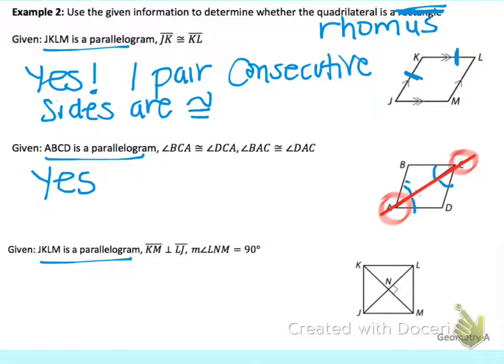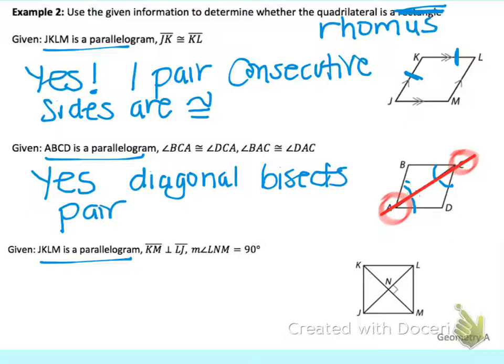So to give a support, we'll say diagonal bisects pair of opposite angles. So that would be our reason. It's that third part of the conditions for a rhombus theorem.